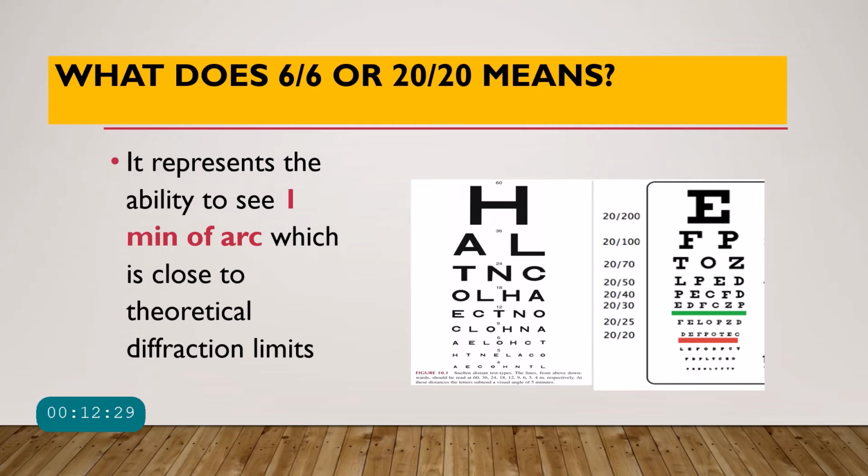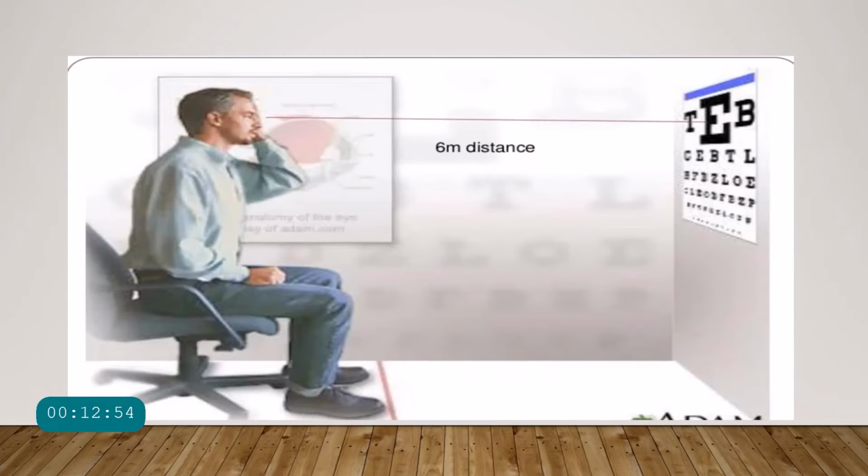Now, what if someone can see 6 by 6 or 20 by 20? It means that he has almost perfect visual acuity. That means he is able to see that 1 minute of arc, which is close to the theoretical diffraction limits. We know that each letter's width is about 1 minute of arc and the entire thing is about 5 minutes. So even that 1 minute he's able to resolve. So that is a very good visual acuity.